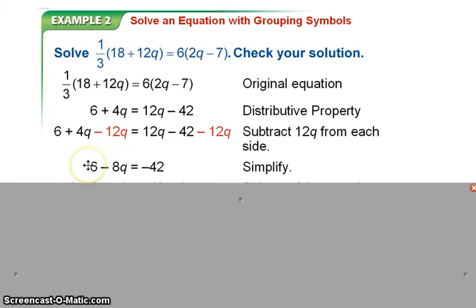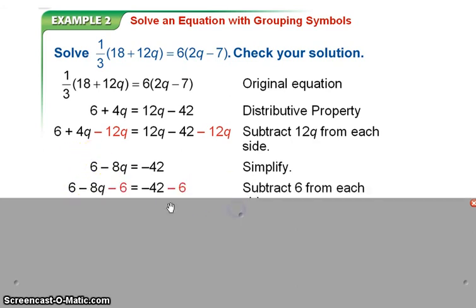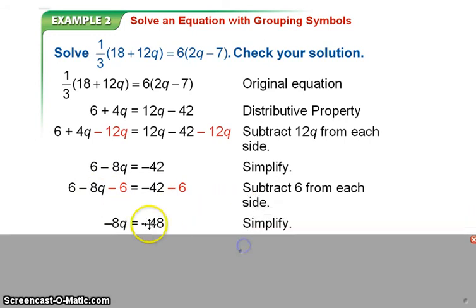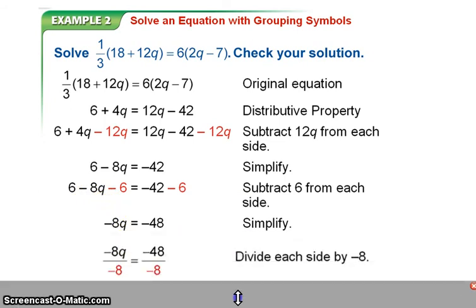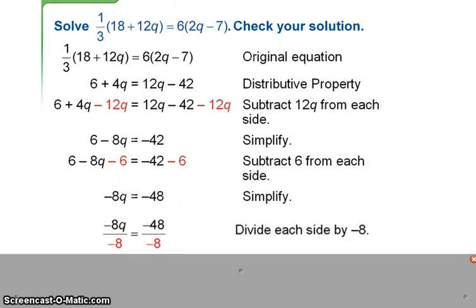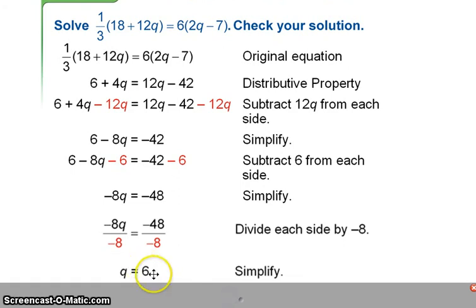Alright, now let's get rid of this 6. So it's a positive 6, so what we want to do is subtract 6 from both sides. And negative 42 minus 6 is a negative 48. And again, that minus acts as a negative and it stays. So then our last step then is to divide both sides by negative 8, which our final answer then would be a positive 6.